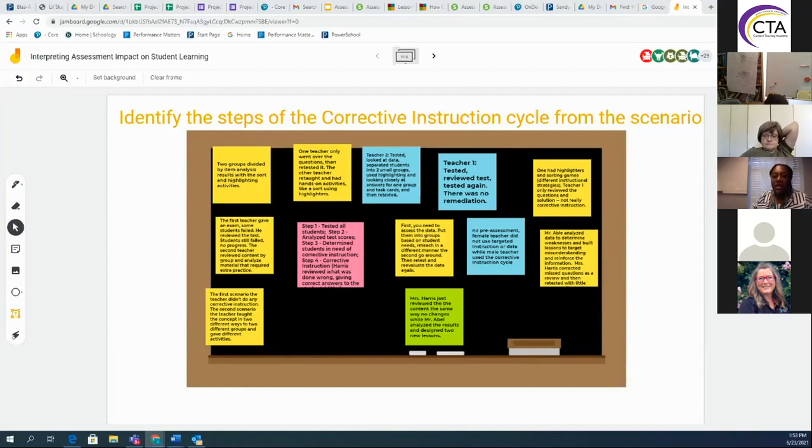All right. Anybody else have anything they would like to add about the steps that they could identify from the scenario that they pulled out?